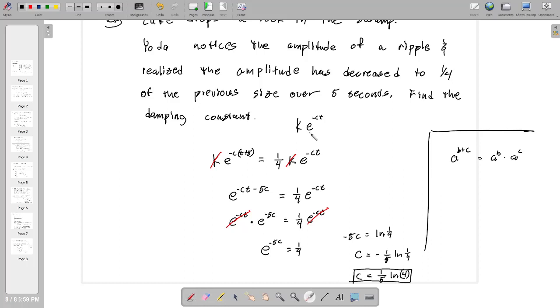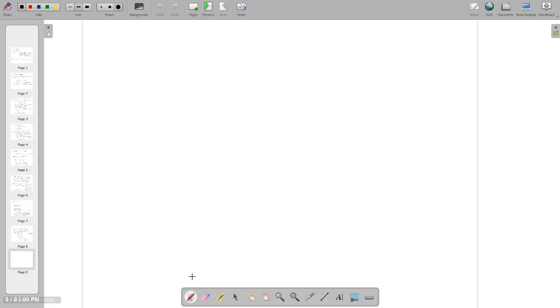Next, I want to show you why we only needed to use ke to the negative ct and we could ignore the sine or cosine values. There's a little bit of a longer argument to it, but it's not really that important, so I'm not going to go over that. Instead, I'm just going to go over graphing damped harmonic motion.